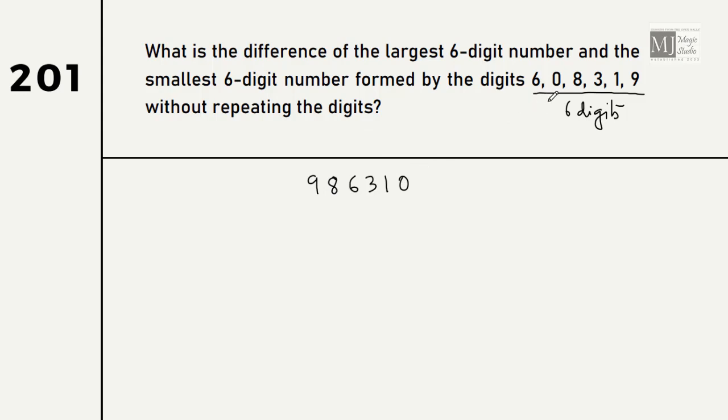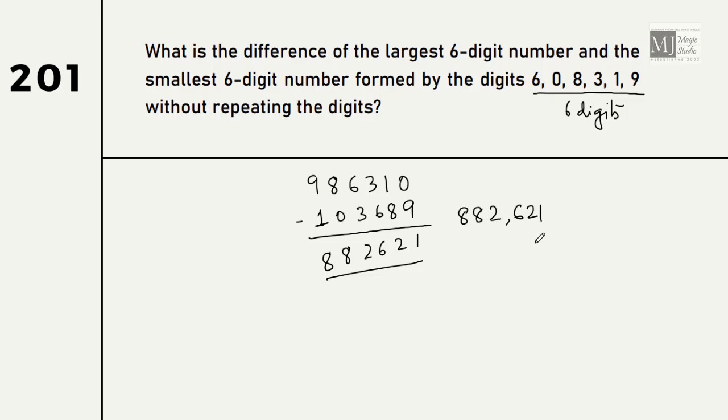And the smallest 6-digit number should start with 1 because a 6-digit number cannot start with 0. And now, since it is the smallest, we should be writing digits in ascending order: 1, 0, 3, 6, 8, 9. When I deduct these two, I get 1, then 10 minus 8 is 2, 12 minus 6 is 6, 5, 3, 2, 8, 8. So the difference between the largest 6-digit number and the smallest 6-digit number would be 882621.